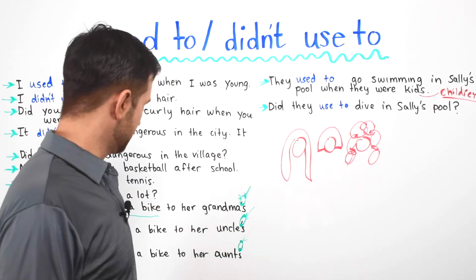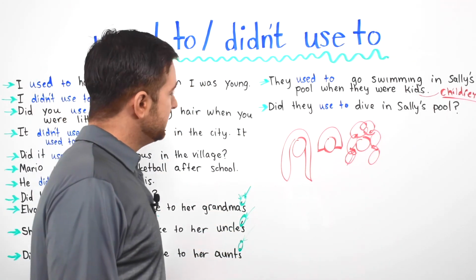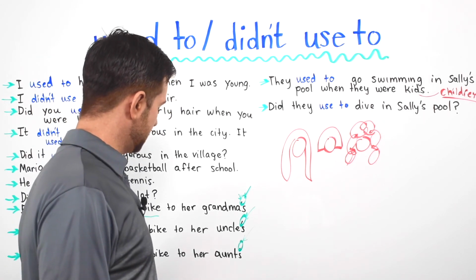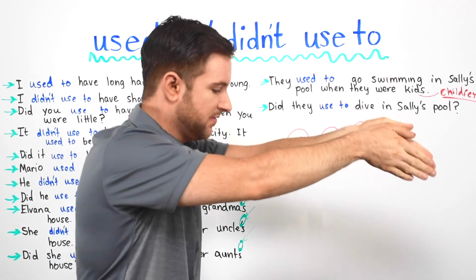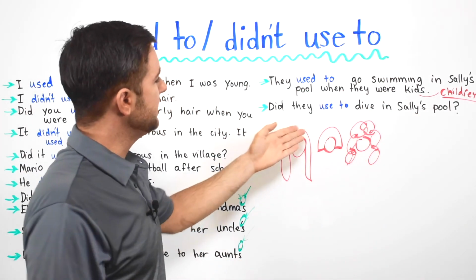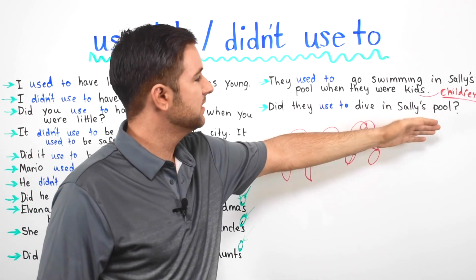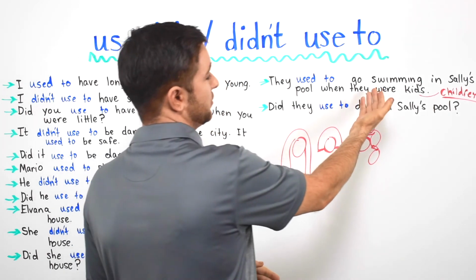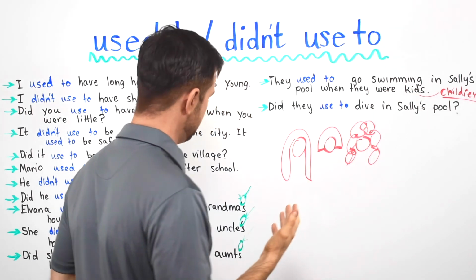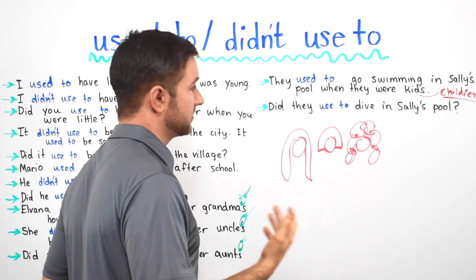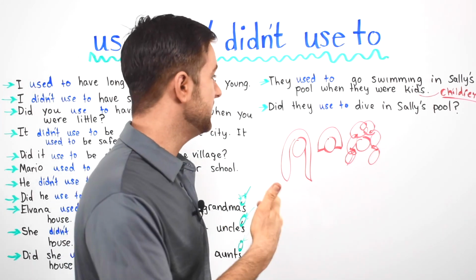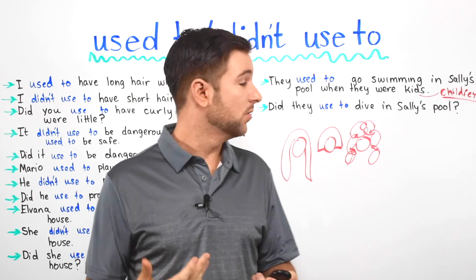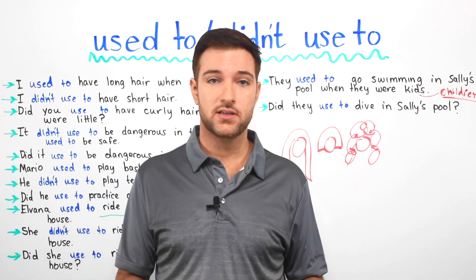And then finally we have this one. It says, did they used to dive in Sally's pool? Okay, dive is like when you put your hands up and you dive into the water. So when you dive, you go into the water so as to go swimming. And you could say, yes, they used to. Or no, they didn't used to. Or you could say, yes, they used to dive in Sally's pool. Or no, they didn't used to dive in Sally's pool.